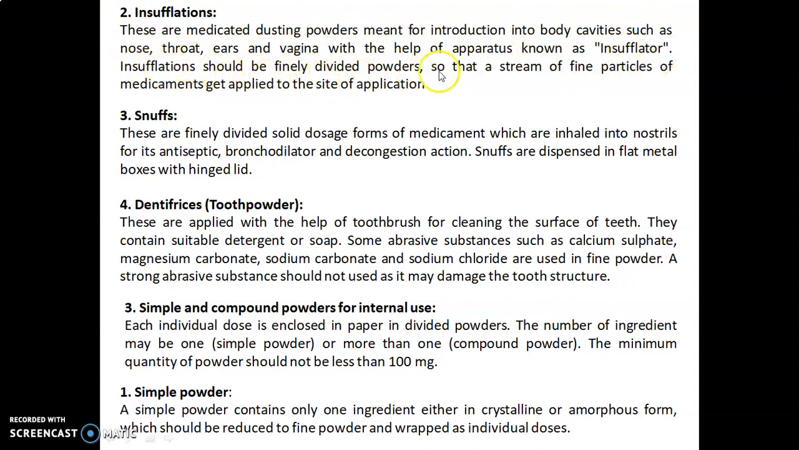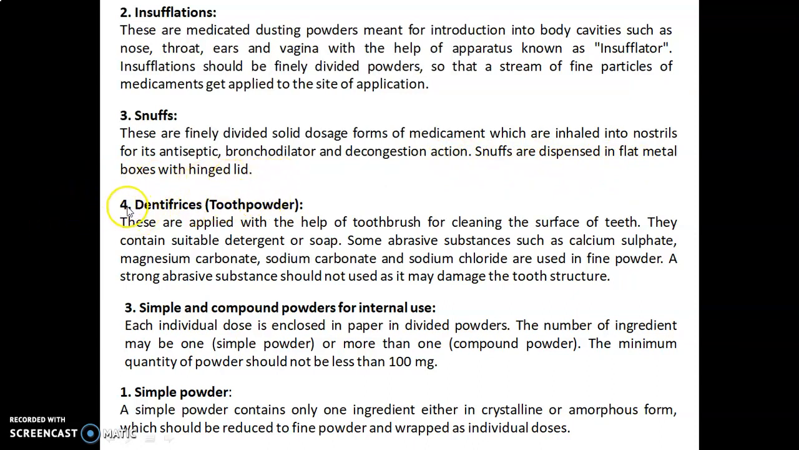Insufflations should be finely divided powders so that a stream of fine particles of medicaments gets applied to the site of application. Snuffs. These are finely divided solid dosage forms of medicament which are inhaled into the nostrils for their antiseptic, bronchodilator and decongestion action. Snuffs are dispensed in flat metal boxes with a hinged lid.